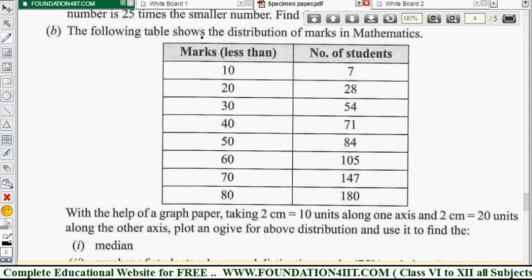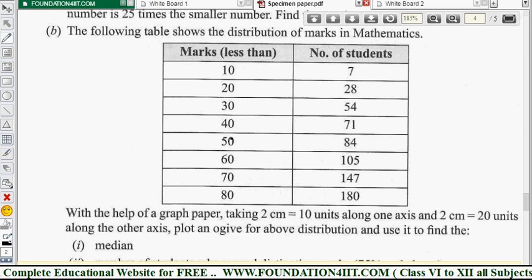So to see this, the following table shows the distribution of marks in maths. Less than marks, and the number of students. Less than 10 marks, there are 7 students. Less than 20, there are 28. That means in less than 20, even less than 10 is also included.